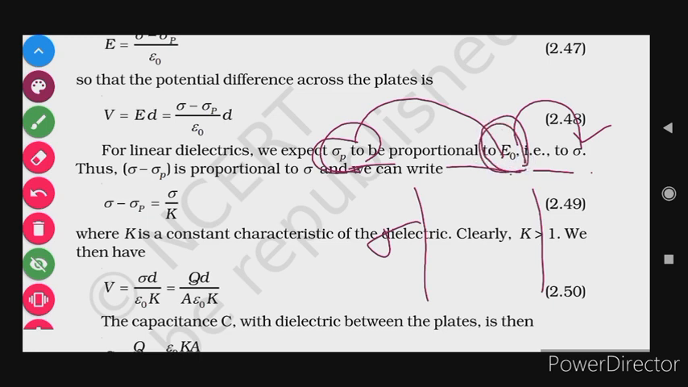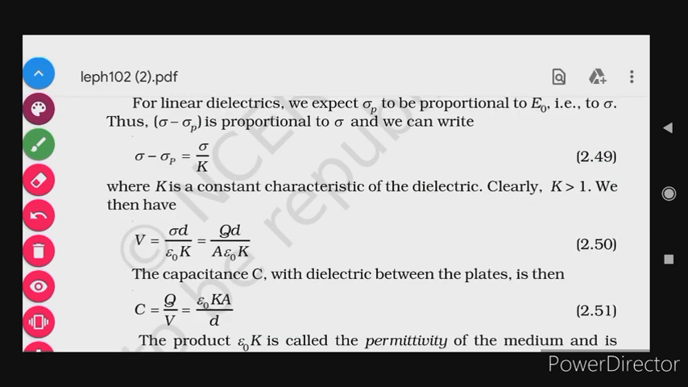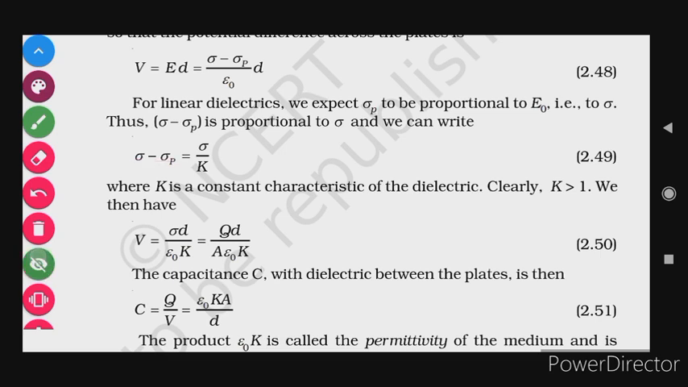So we can say that this sigma minus sigma p is proportional to sigma, okay, because this is proportional to this and this is proportional to this. So sigma minus sigma p is proportional to sigma, and when I remove the proportionality I'll get a constant, that is k, okay. So what does k tell me?